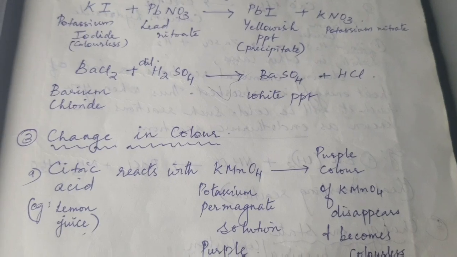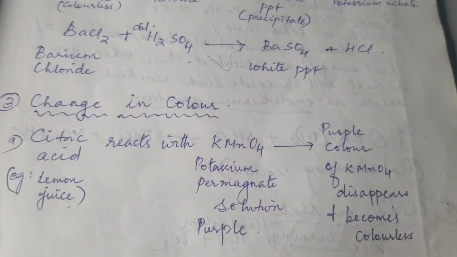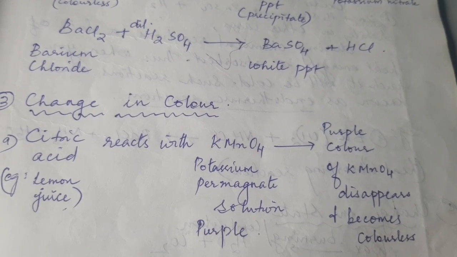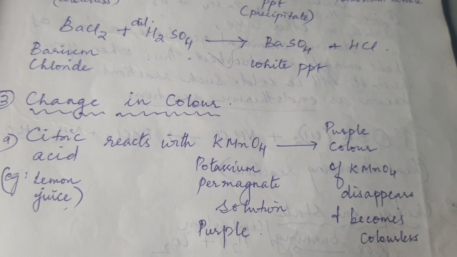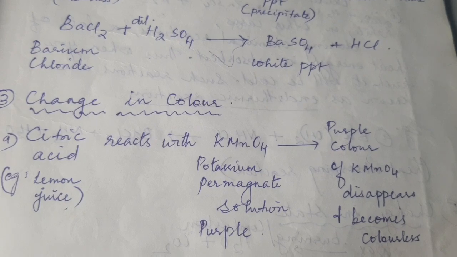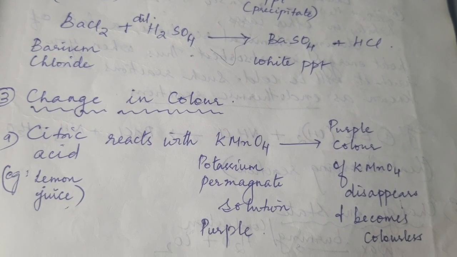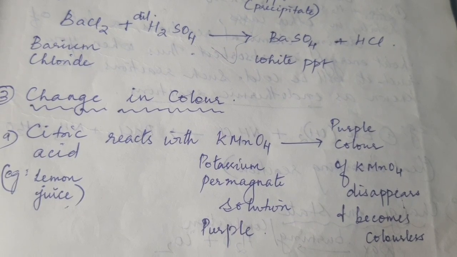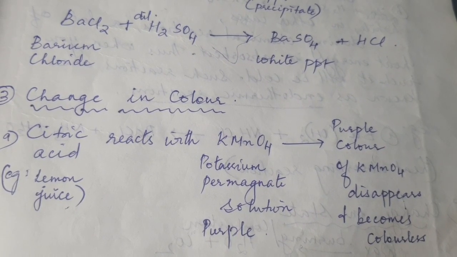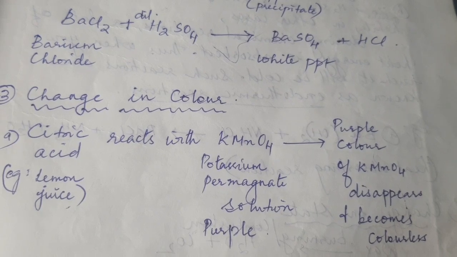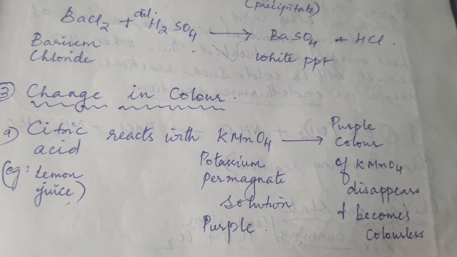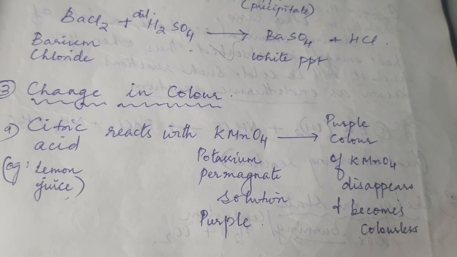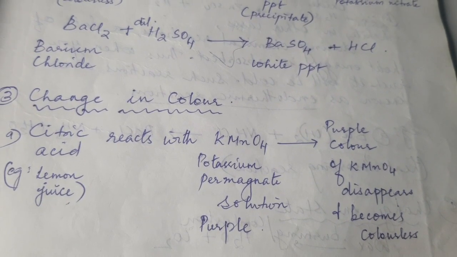Next, the third one is the change in color. So you know KMnO4, what is that? Potassium permanganate. Okay, for citric acid you can take any; here I have taken lime juice. On reacting with potassium permanganate, what is the color of that? Purple in color. What happens? The purple color of potassium permanganate disappears and it becomes colorless. Okay, so here we have discussed the evolution of gas, second is the formation of precipitate, and third one is the change in color.